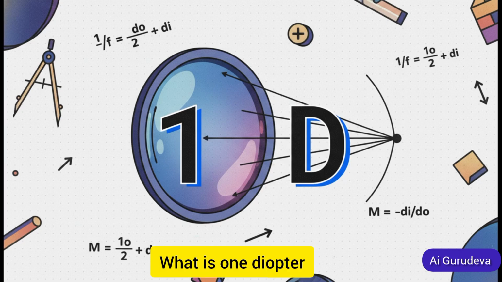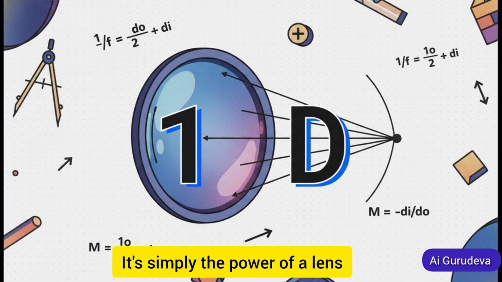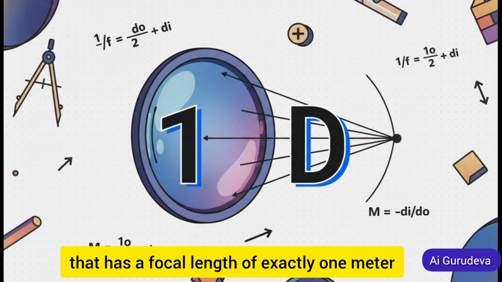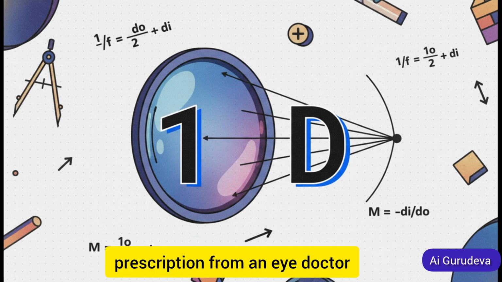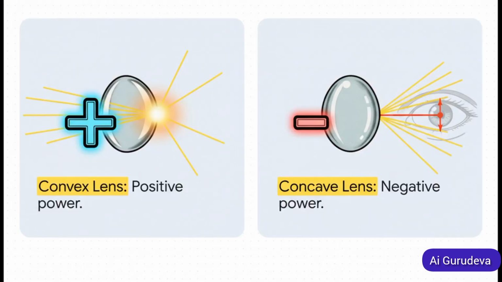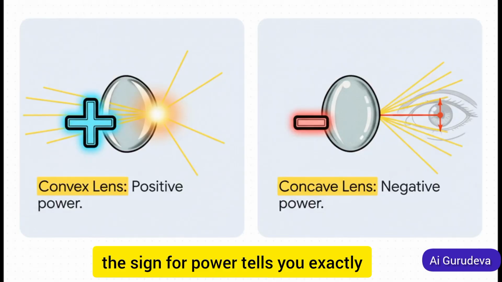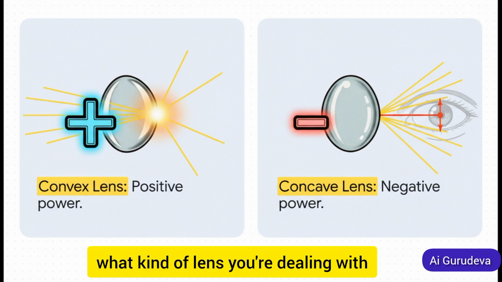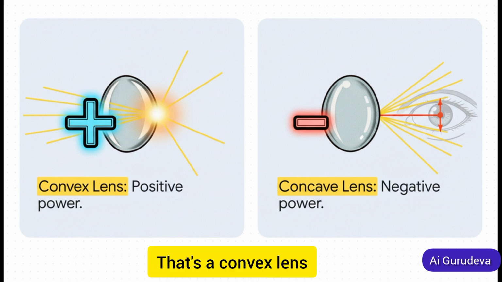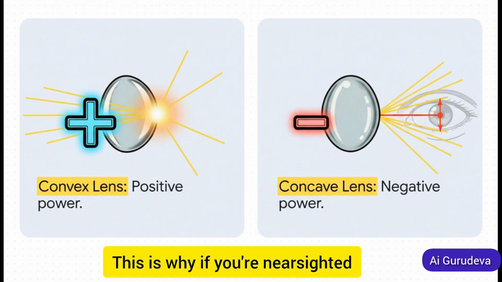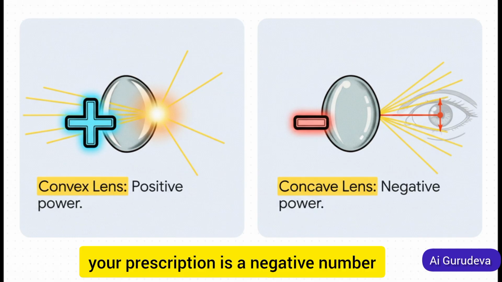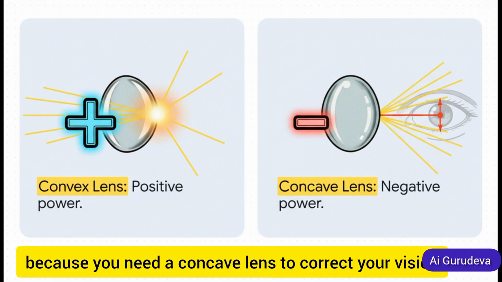And that brings us to our unit of measurement, the diopter, or D. What is 1 diopter? It's simply the power of a lens that has a focal length of exactly 1 meter. That's it. It's the standard unit you'll find on any prescription from an eye doctor. And just like we saw with focal length, the sign for power tells you exactly what kind of lens you're dealing with. A positive power? That's a convex lens. A negative power? That's a concave lens. This is why if you're nearsighted, your prescription is a negative number, because you need a concave lens to correct your vision.